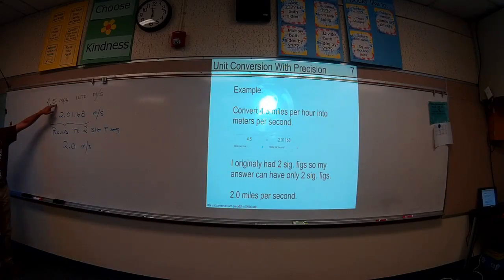What if this was 4.50 miles per hour? How many sig figs would it be then? 3. And this should be 3. 2.01, exactly 3 sig figs.